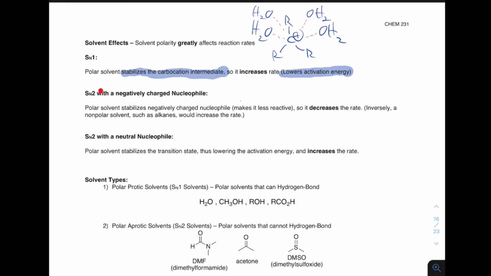Conversely, if we have an SN2 with a negatively charged nucleophile, you can imagine a polar solvent stabilizes the negatively charged nucleophile. So for example, if we had, say, OH minus, and then we had a bunch of water molecules in solution, with those protons being partially positive, it would end up stabilizing that negative charge and making it weaker, making it less reactive. So this decreases the rate.